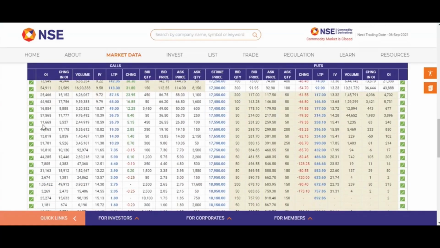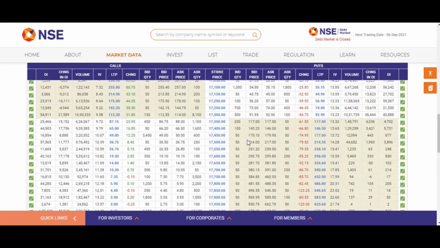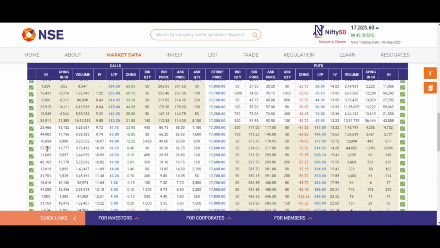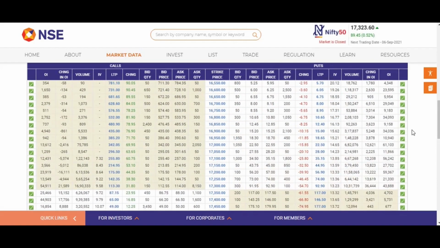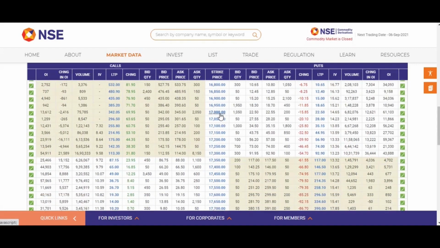So these levels basically indicate the support and resistance as well. So 17,500 for now is where the resistance is, because that is where the max OI on OTM calls is, and 17,000 is where the 61,000 OI is. So 17,000 is currently the support. So right now for the market, 17,000 is support and 17,500 is resistance.